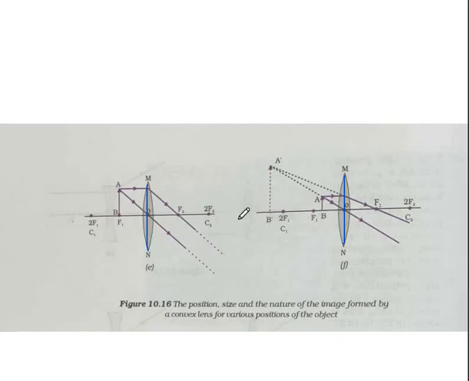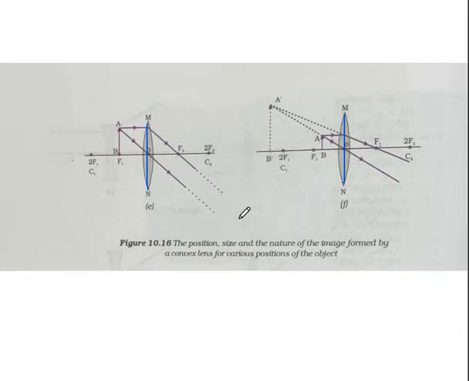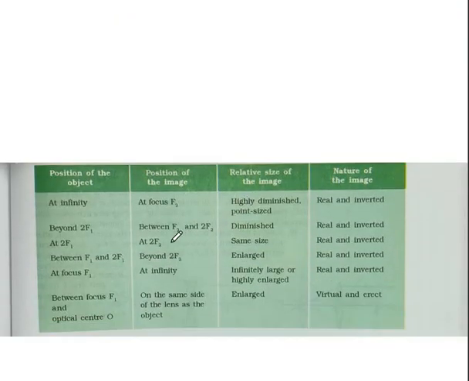So these 6 ray diagrams you have to draw in your copy, practice very well. And while drawing this, whatever points I told you, those points you have in this table, you should follow properly. If the object is kept at infinity, position of the image at focus F2, highly diminished, point size, real inverted. Second one, when the object is kept beyond 2F1, image is forming between F2 and 2F2, diminished, that is smaller in size, real inverted is the nature.